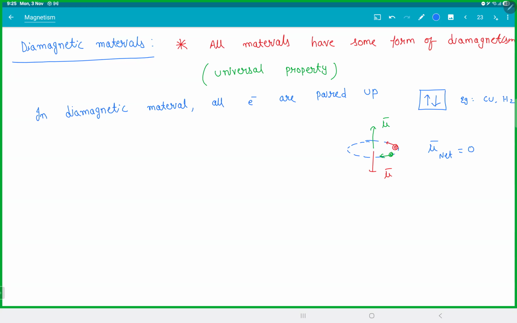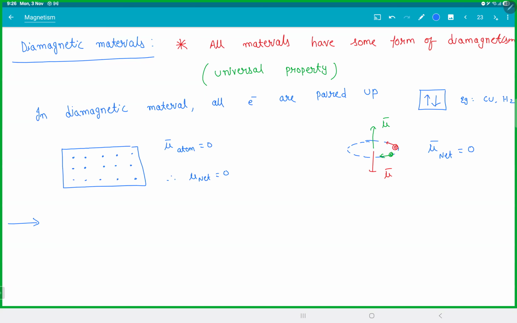So if you take a diamagnetic material and look at each atom, you will notice every atom is neutral. Basically, no one has magnetic properties. So mu of all atoms is 0. Therefore, mu net is 0. So if you just take a diamagnetic material, it does nothing. It does not exhibit any magnetism. So you will see the true nature when you put them in an external magnetic field.